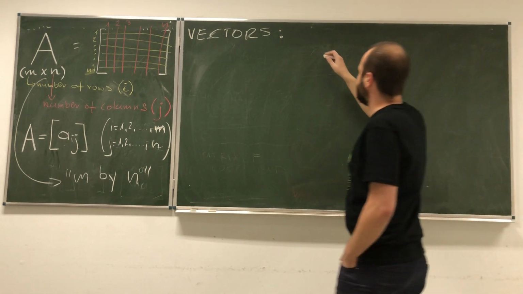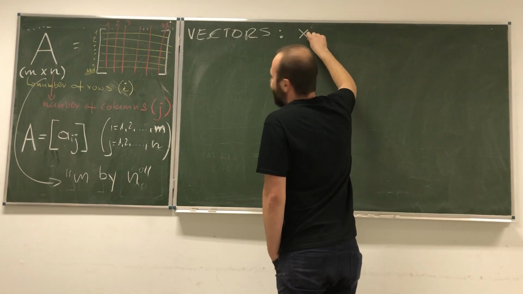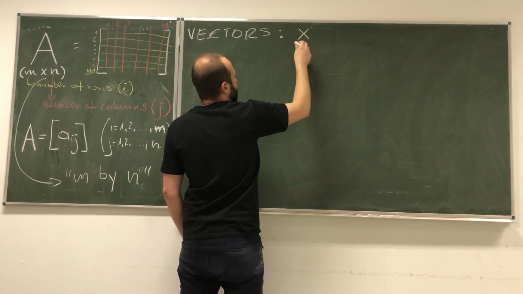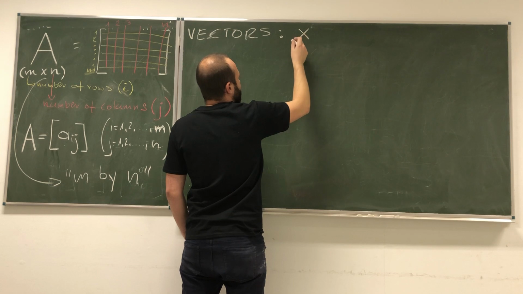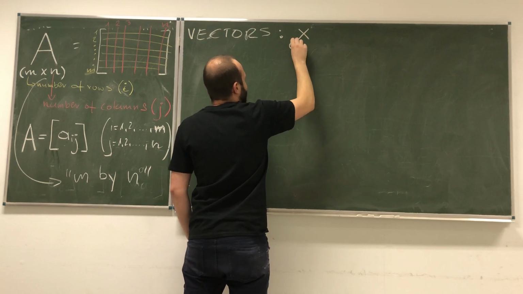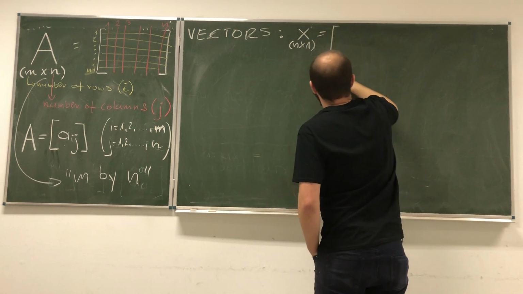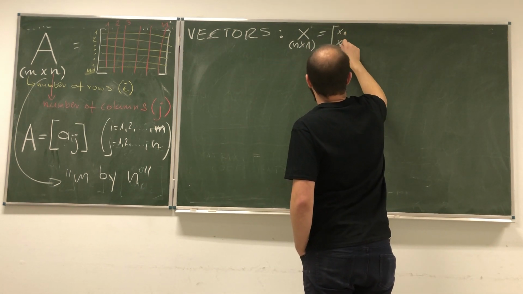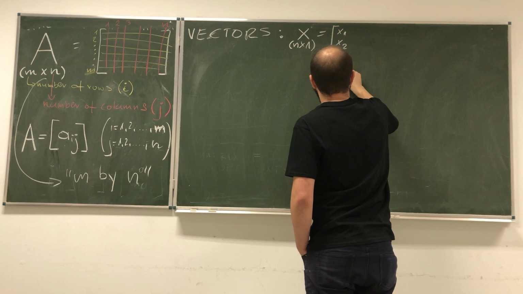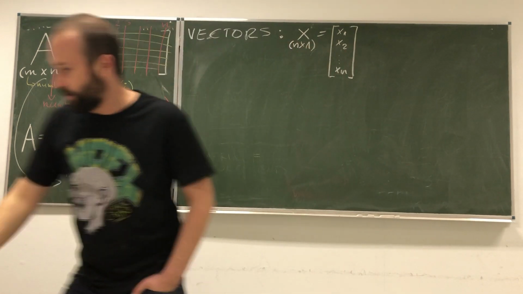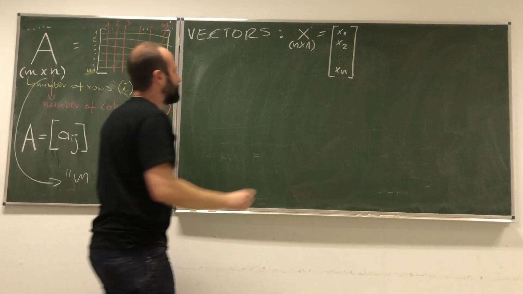So, for example, vector X is of the dimension, let's just say, n by 1, with elements x1, x2, until xn. This thing that you see over here, we will call a column vector.